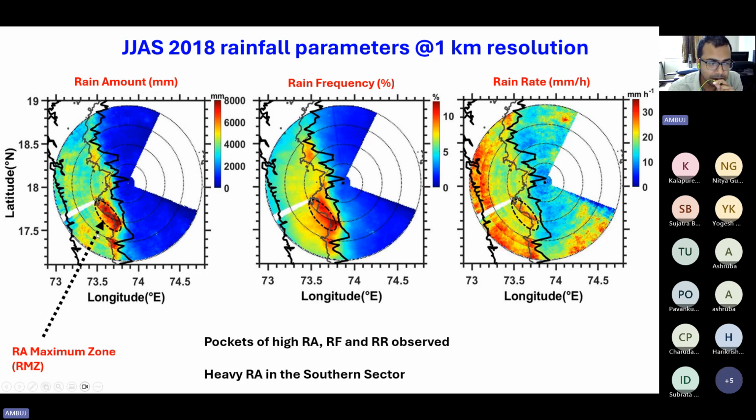But in case of RMZ, the rainfall is contributed by both rain frequency and rain rate, but the dominance of rain frequency is higher. So it is due to the significant contribution of rain frequency that the total accumulated rainfall over RMZ is high. Now we wanted to understand what are the factors which have contributed to this maximum rainfall over this location.